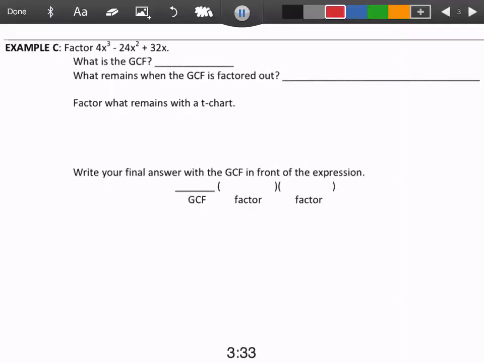GCF. All right, so we need to find the GCF. If you look at all these numbers, and we're going to try to not write it out this time, 4, 24, and 32, they're all divisible by 4. So our GCF is going to be 4. But you also realize that there is an x in every single term. So we're going to take the x with the lowest exponent, which is x to the first, and make that our GCF.